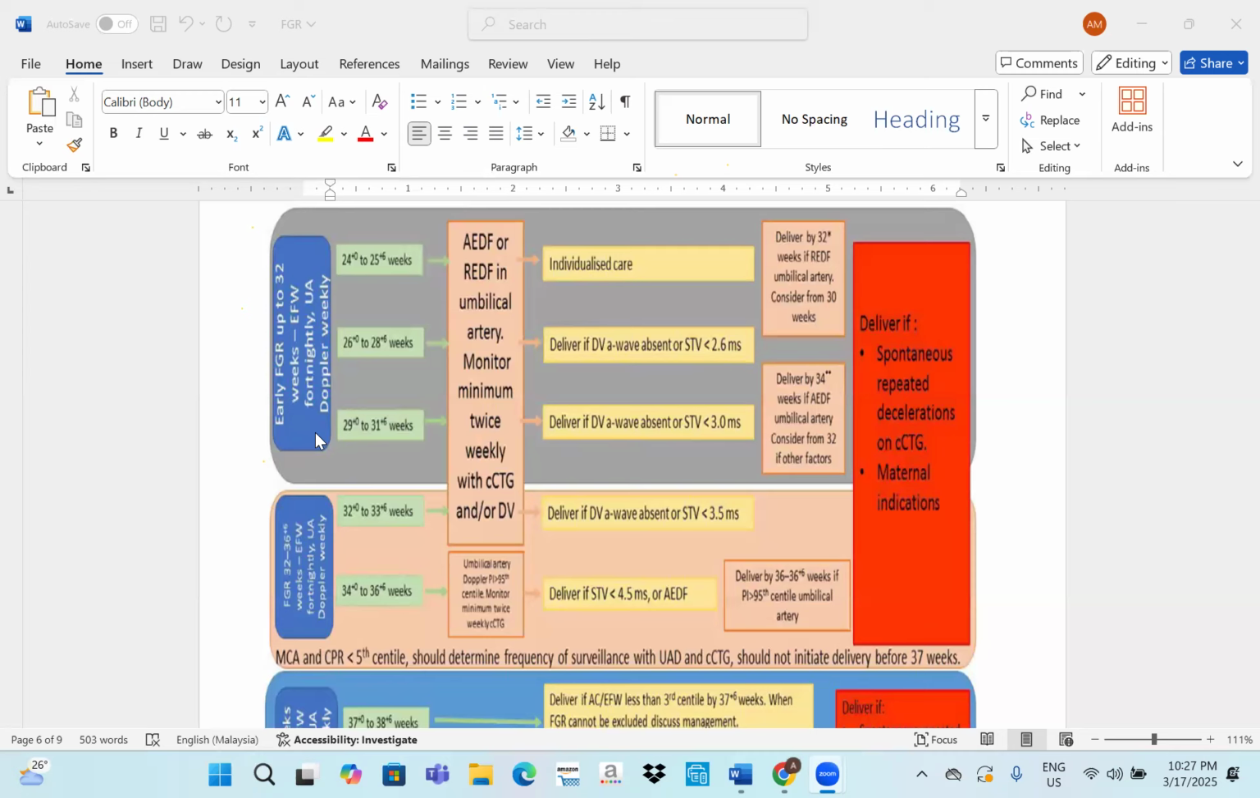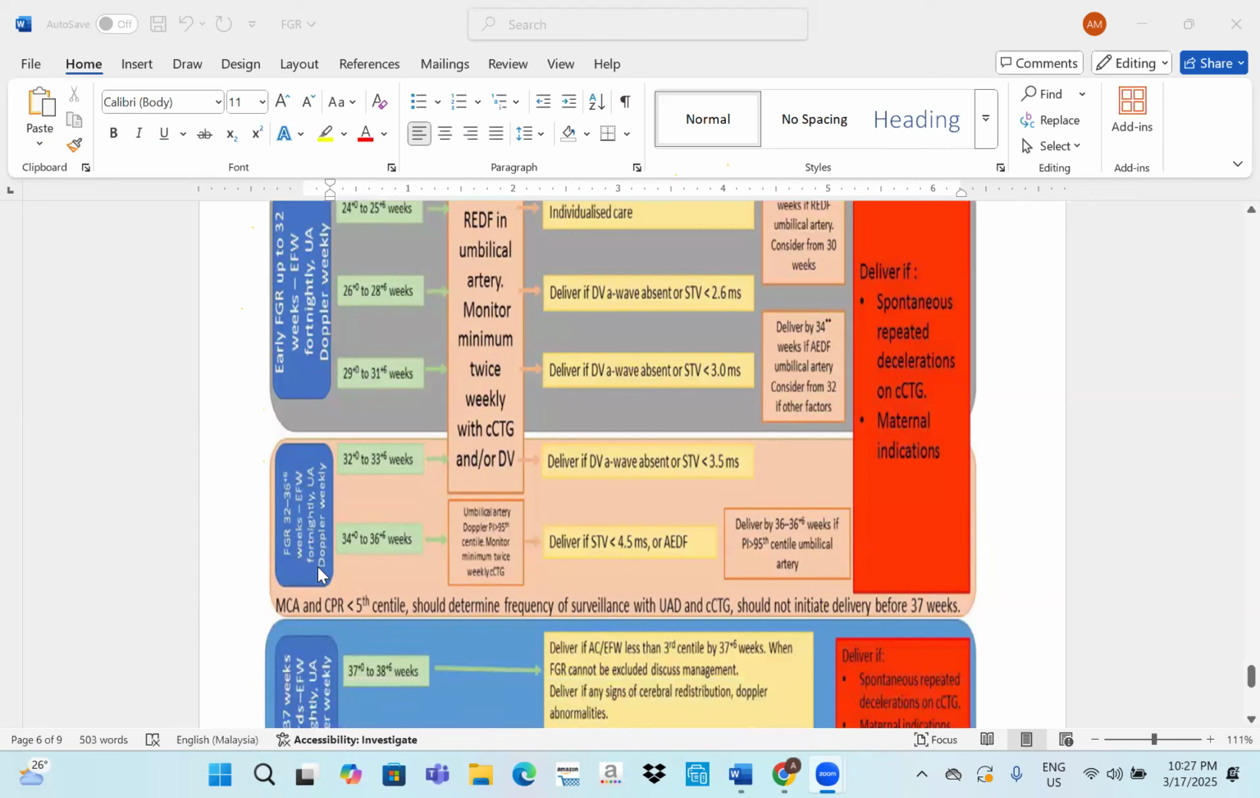fetal weight was less, but up to 33 plus 6 weeks, her umbilical artery Doppler was just showing absent end diastolic flow, you can deliver this patient by 34 weeks. Is it clear up till now? How you will manage and how you will? I hope it is making sense. Okay, good.